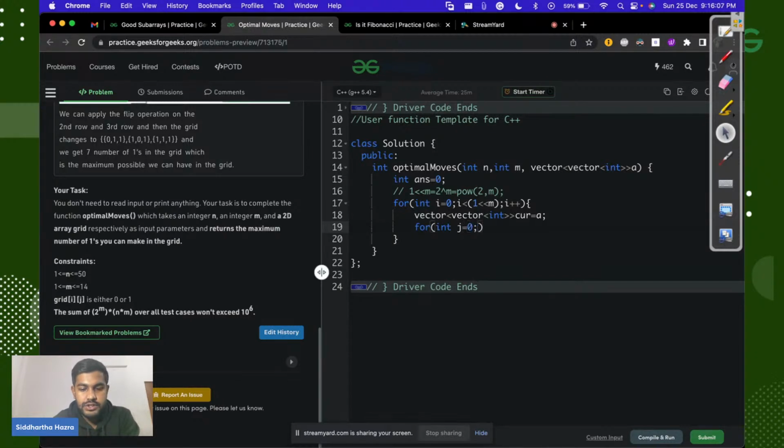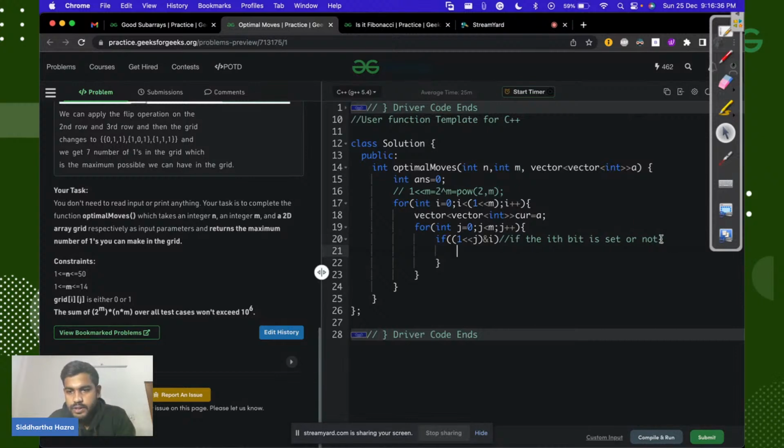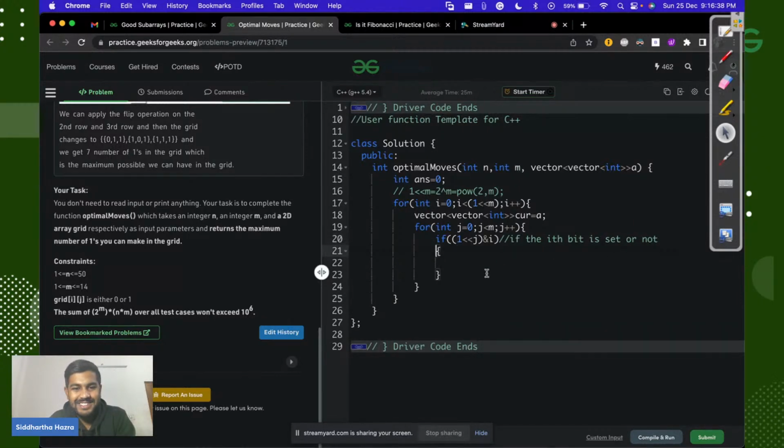For int i is equal to 0, j is equal to 0, j is less than m, and then j plus plus. Now I would say that if the value of 1 less than equal to j, and i, this is what? This is checking if the ith bit is set or not. This is just checking this. Okay. यहाँ तक आ गए. This is just by checking.